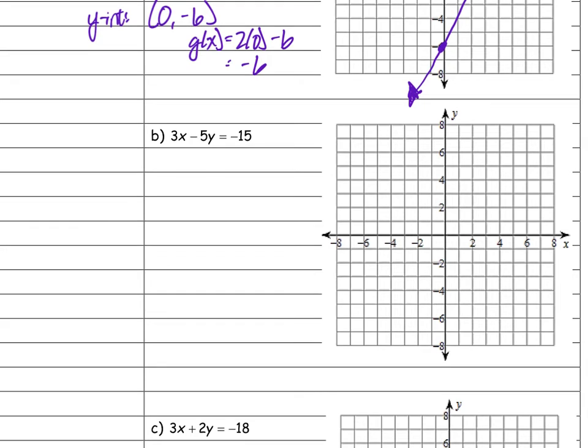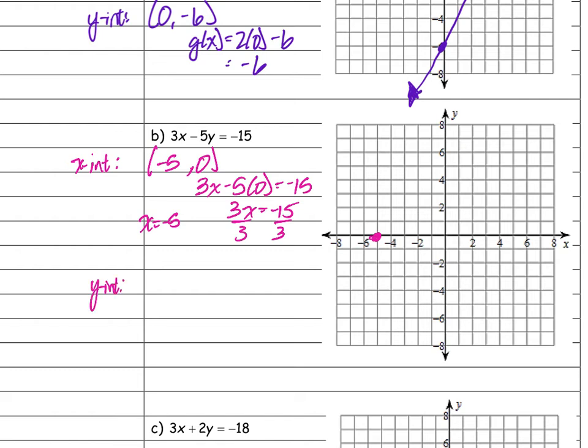On the second one, we've done it before, but still. The x-intercept is going to be some number and 0. So I've got 3x minus 5 times 0 equals negative 15, or 3x equals negative 15. Divide by 3, and x is going to equal negative 5. So (negative 5, 0).